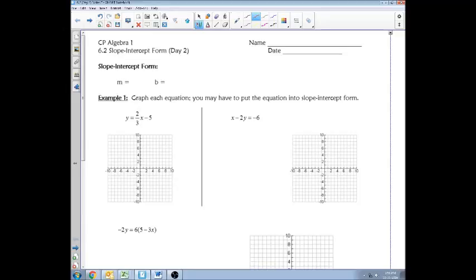Because it is Day 2, a lot of this is going to be review, especially on the front page. So what we're going to do is go through this fairly quickly, and when we get to the back, we might slow down just a little bit.